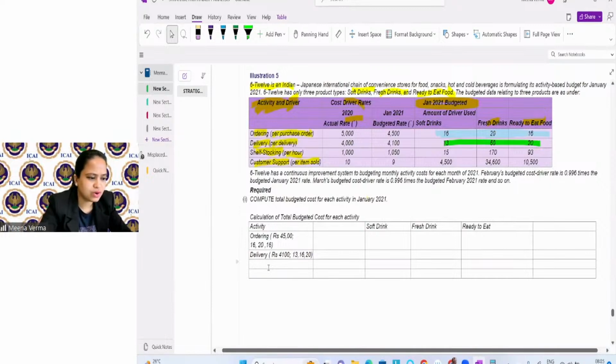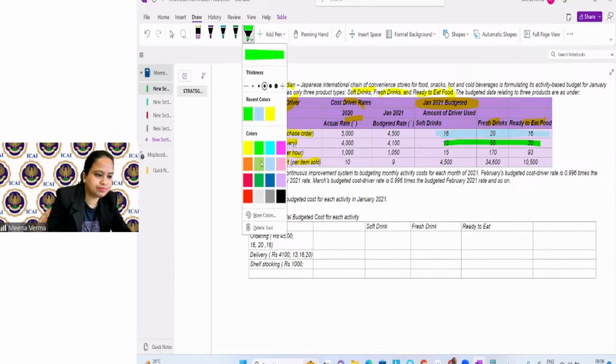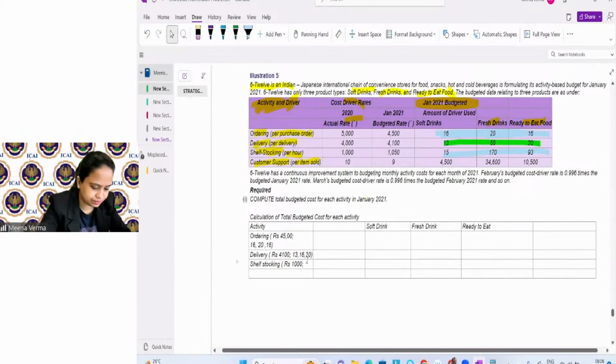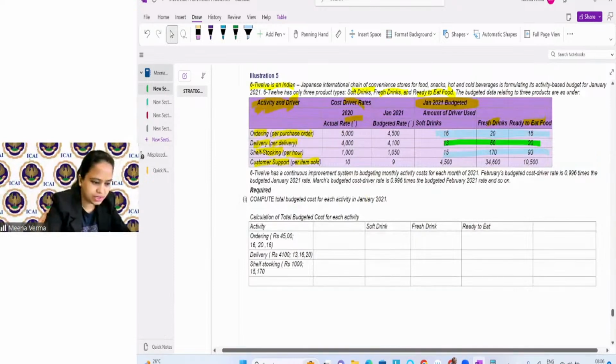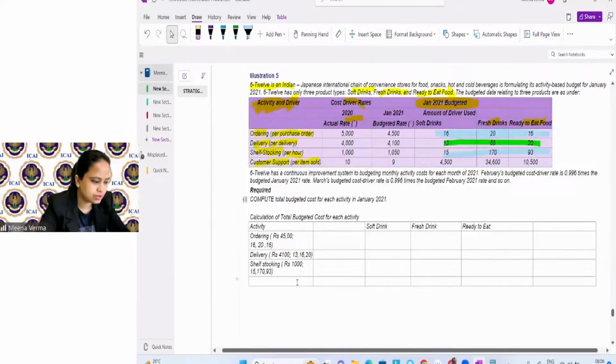Next one is shelf stocking. Shelf stocking is rupees 1,000. What will be the basis? You can see per hour basis, and the hours are also given here: 15, 170 and 93. So you will consider them and you will allocate the cost. You can start solving it on your own.